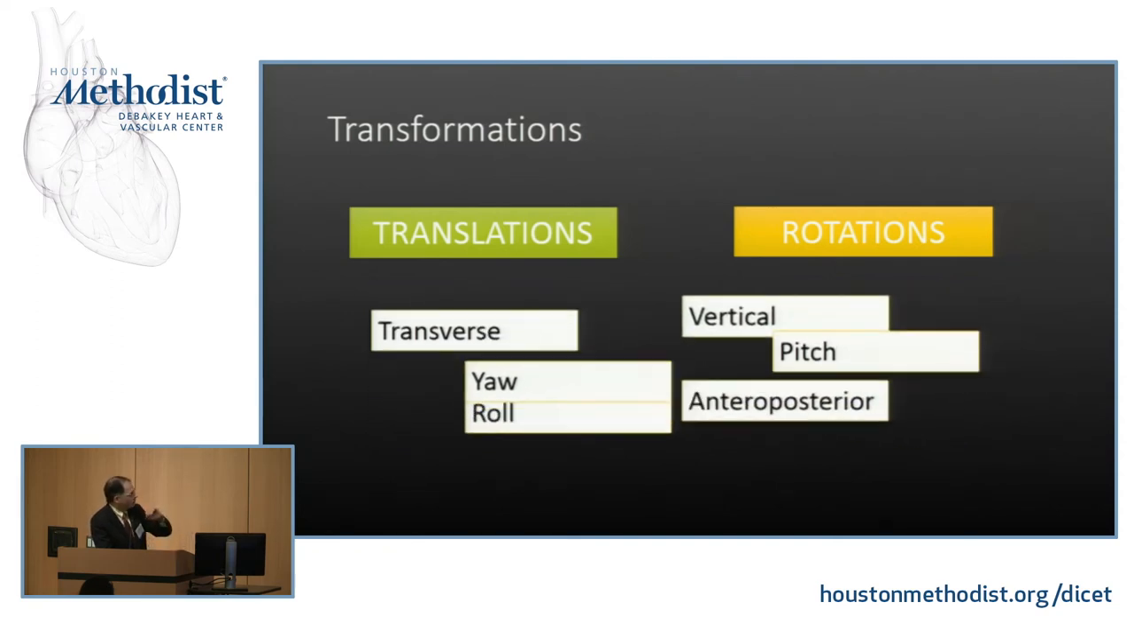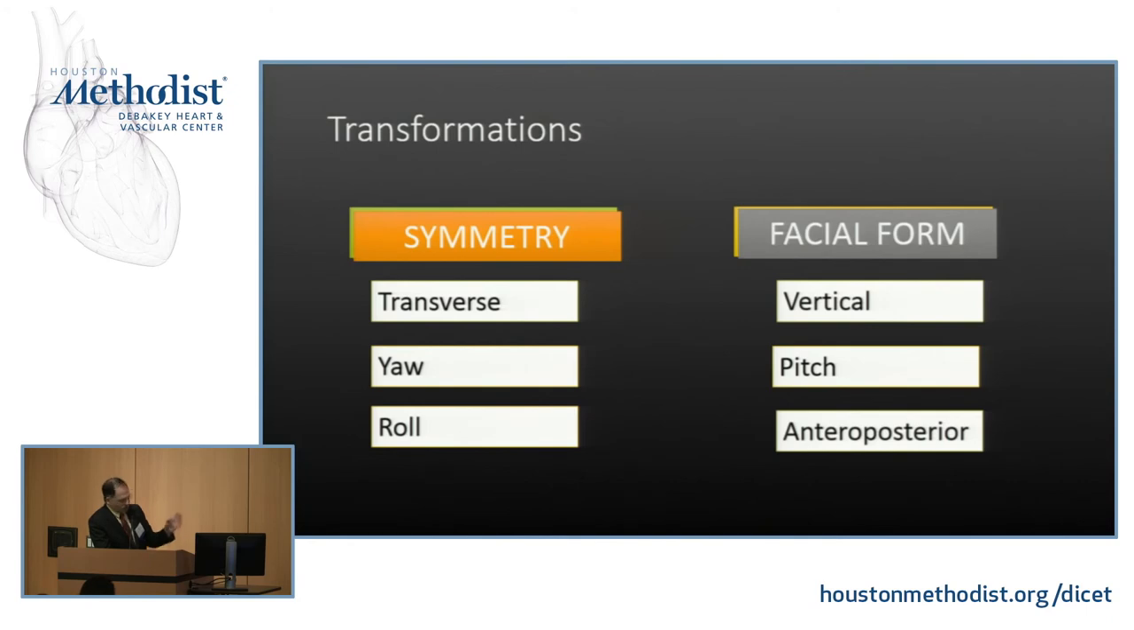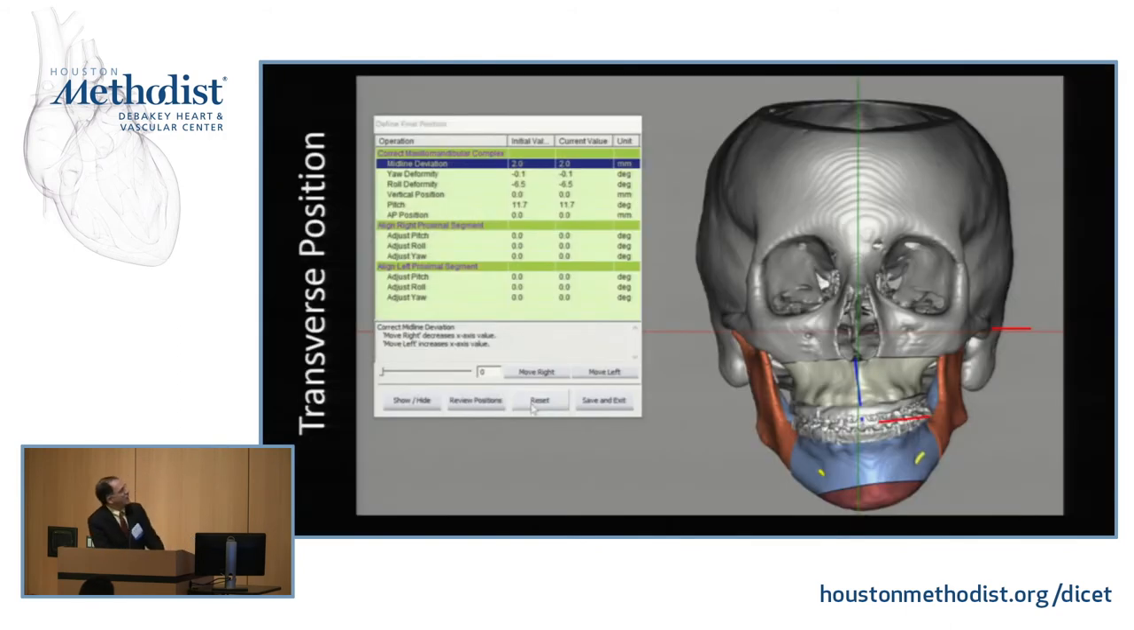And we said, why don't we shuffle all these things and change the headings. There are three transformations related to symmetry. Moving something side to side changes the symmetry. Rotating around the vertical axis of the face changes symmetry, and rotating around the anteroposterior axis of the face changes symmetry. So those are the symmetry-related transformations. The others change the form of the face, but have nothing to do with symmetry. So let's first make the face symmetrical by following steps 1, 2, 3, and then fix the facial form in 4, 5, and 6. This is what we implemented in our software, a very simple way of making a face straight.